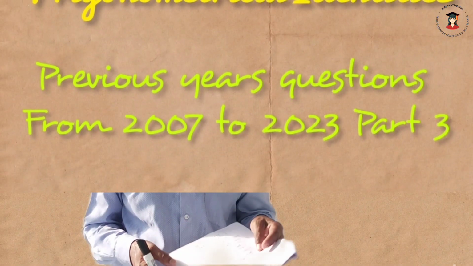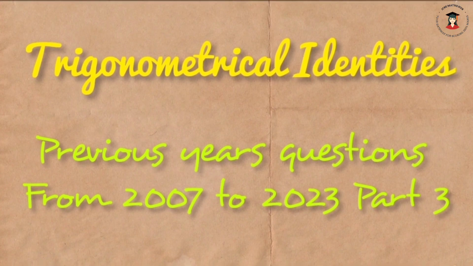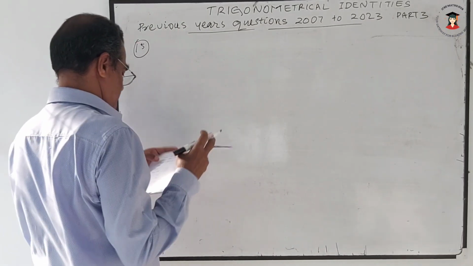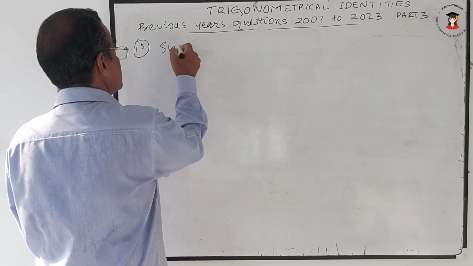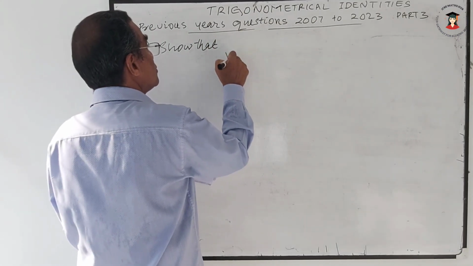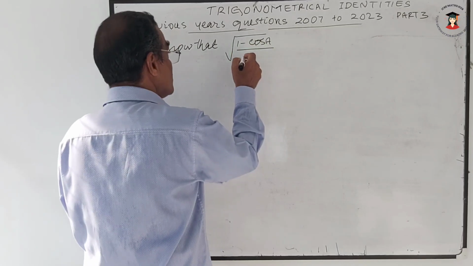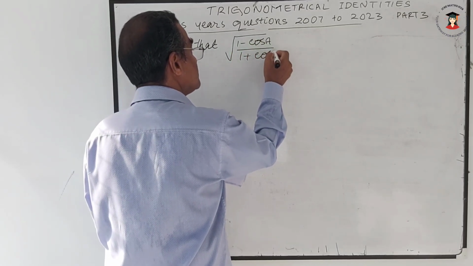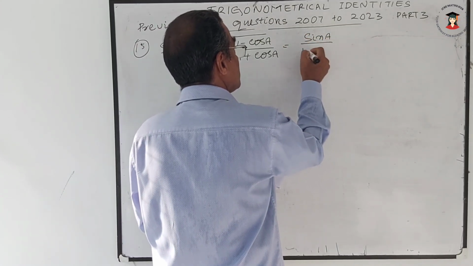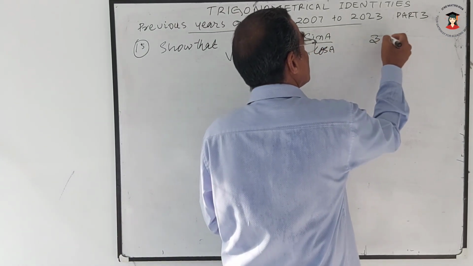Trigonometrical Identities. Previous year's questions, 2007 to 2023, Part 3. Question number 15. Show that root of (1 minus cos A) divided by (1 plus cos A) equals sin A by 1 plus cos A. This question is for 3 marks.